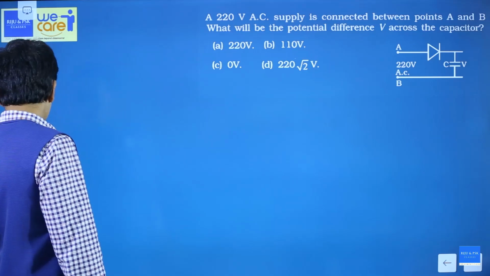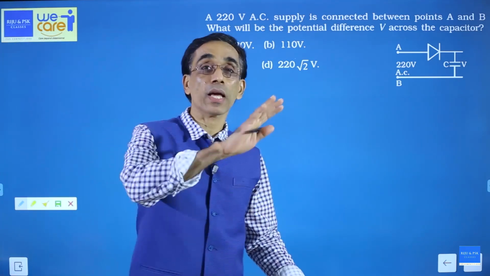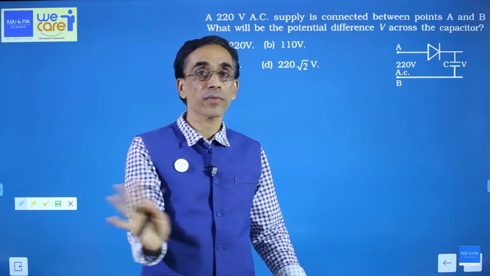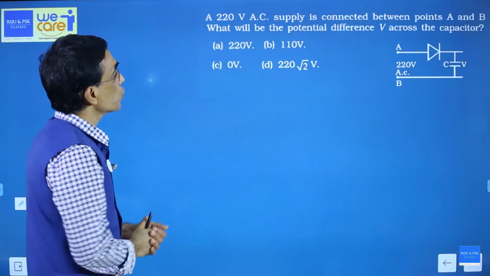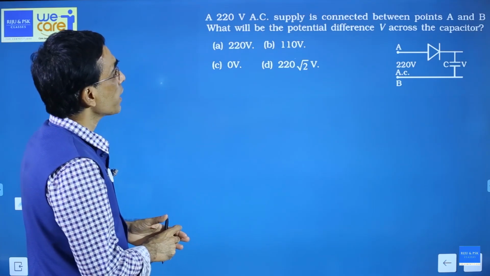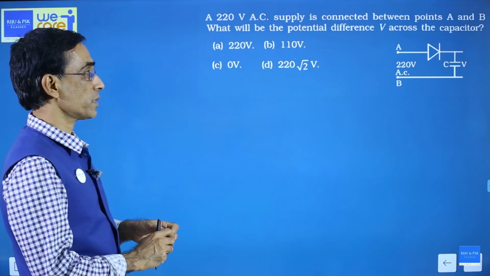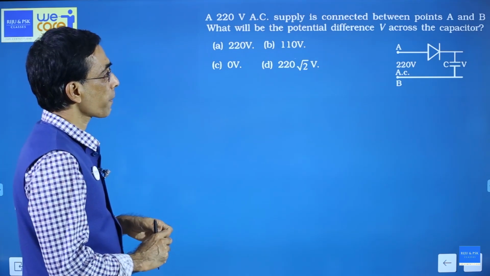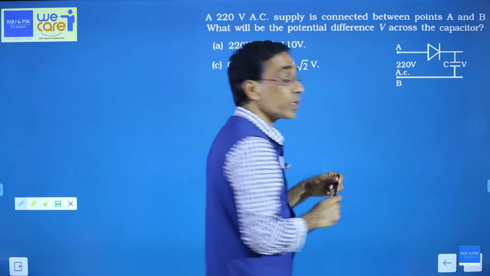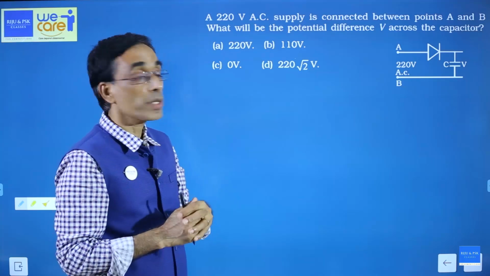Now these are not from logic gates, these are from diode circuits. Diode circuits are important for everybody. Whatever be your syllabus, whatever be the exam you are giving, diode circuits are very important for you. 220 volt AC is connected between points A and B. What will be the potential difference V across the capacitor? There is a potential difference of 220 volt AC, and you know 220 volt AC is the RMS value. Its maximum value will become 220 root 2.